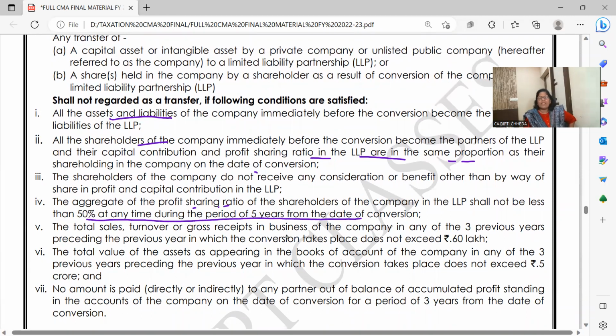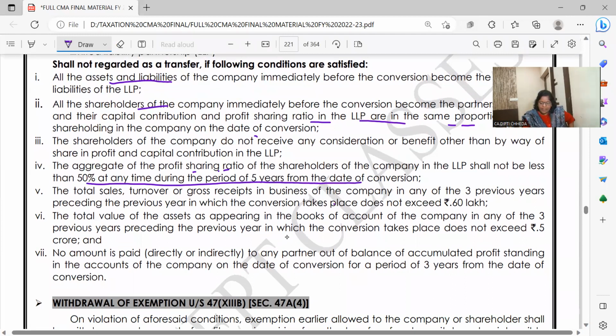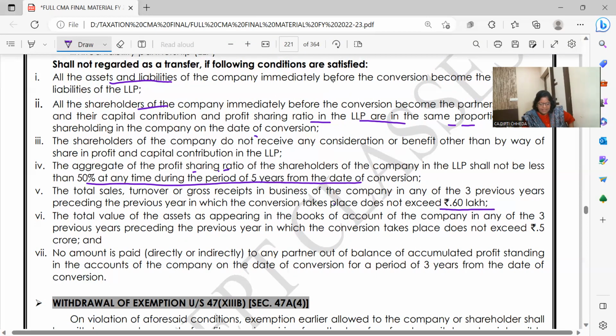I think last time I gave an example for this. Can you respond? Did you all write it? I had made you write an example that together 50% of the shareholders should be the old ones. New partners can come in. The sale, turnover or gross receipts in the business of the company in the 3 previous years before the year in which conversion took place does not exceed 60 lakhs. So the last 3 years turnover should not exceed 60 lakhs.